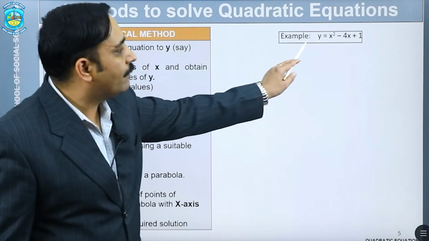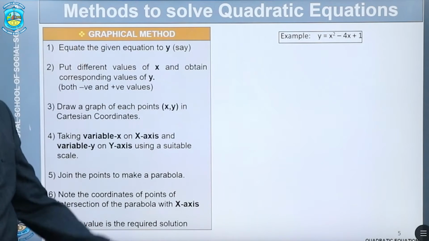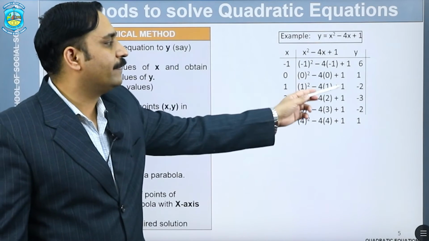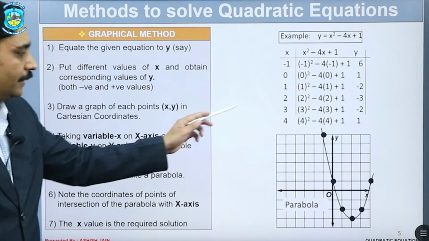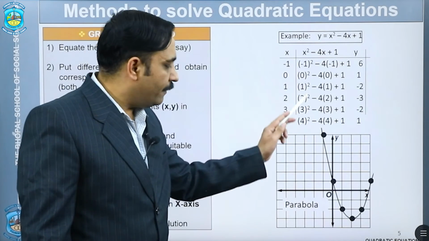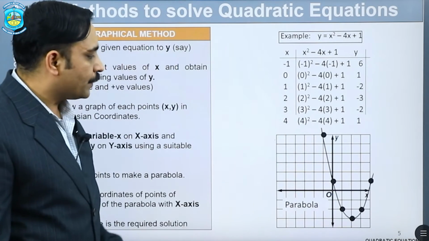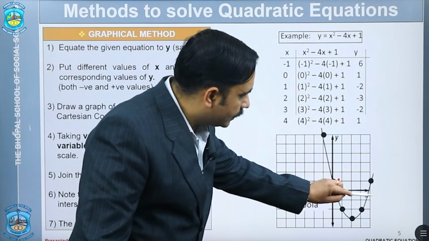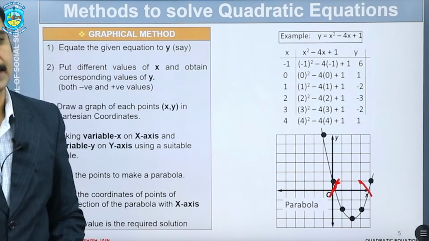Suppose we are given y is equal to x square minus 4x plus 1 as our equation. Now here, putting the different values of x, we are calculating different values of y. On plotting x and y on a graph paper, we have these points, and when we join these points, we get a parabola. This type of curve is called a parabola. Now, this parabola cuts the x-axis at this point and this point. The x values of these two points are the roots of this equation.